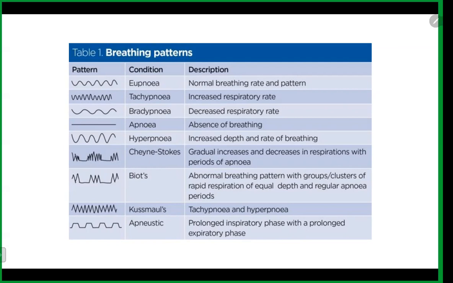Next is Biot's breathing. What is Biot's breathing? An abnormal breathing pattern with clusters of rapid respiration equal in rate, followed by regular apnea periods. Next is Kussmaul's breathing. This is very important. You can get it in acidosis, for example diabetic ketoacidosis. Tachypnea followed by hyperpnea. This is Kussmaul's breathing.